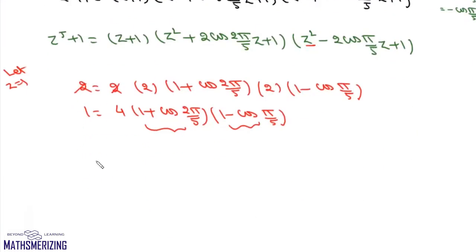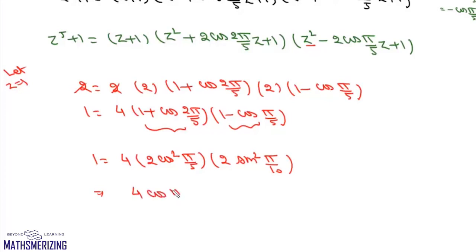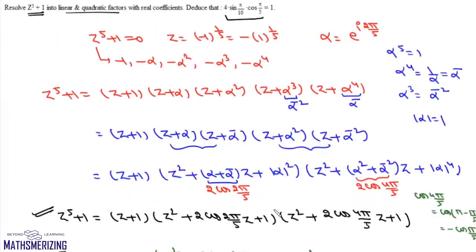So we can write 1 equals 4, and this is 2 cos square pi by 5 into 2 sin square pi by 10. So from here we can say 4 cos pi by 5 into sin pi by 10 is equal to 1. And this is what we needed to prove.